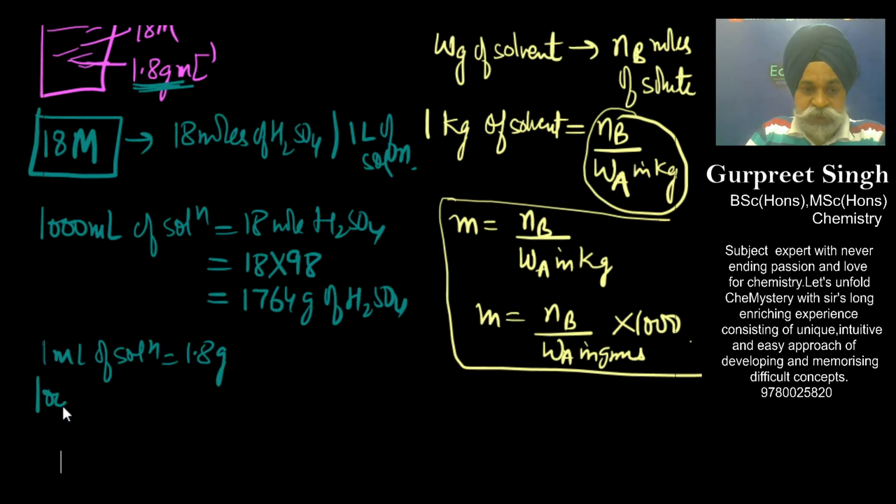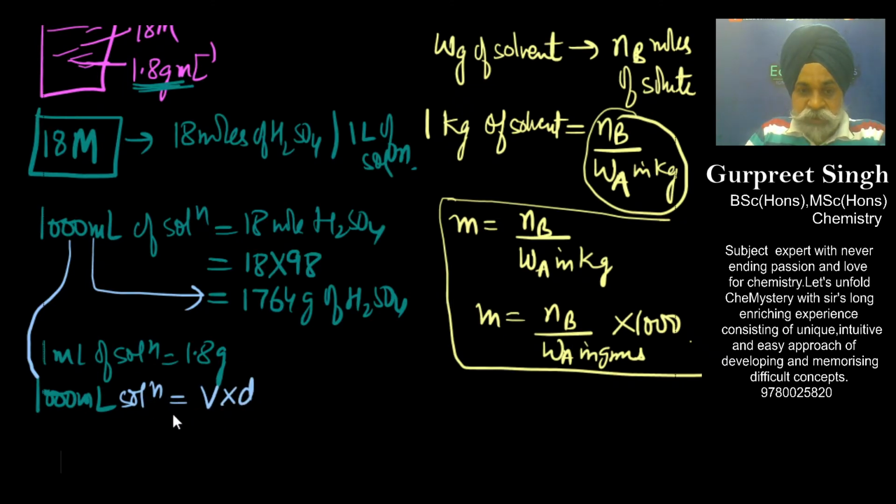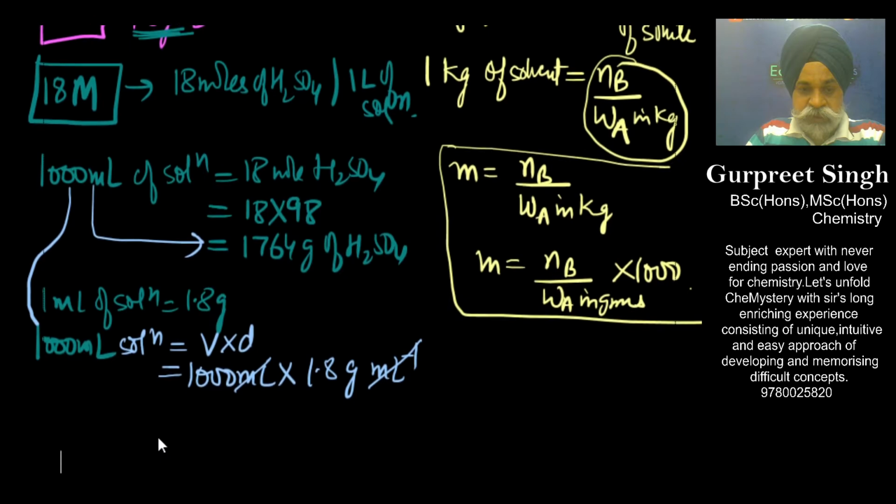So if I have 1000 ml of this solution containing this much of solute, 1000 ml of this solution would weigh how much? That would be volume into density. Volume is 1000 ml and density is 1.8 gram per ml. So the milliliter got cancelled, and it comes out to be 1800 grams. So total mass of solution is 1800 grams, and 1 liter of this solution weighs 1800 grams, and 1 liter of this solution also contains this much of solute as sulfuric acid.